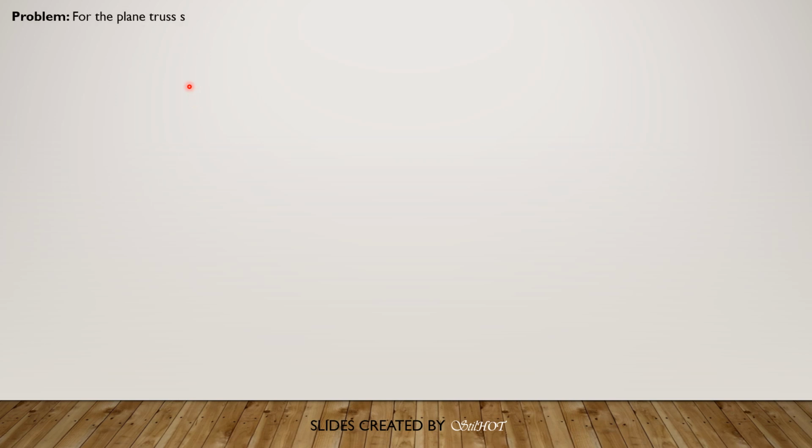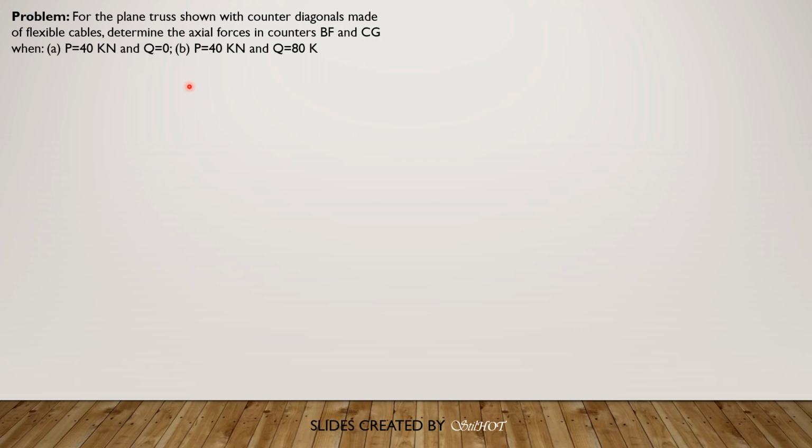So for problem 1, for the plane truss shown with counter diagonals made of flexible cables, determine the axial forces in counters BF and CG when letter A, P is 40 kilonewtons and Q is 0. Letter B, P is 40 kilonewtons and Q is 80 kilonewtons. And letter C, P is 0 and Q is 80 kilonewtons.